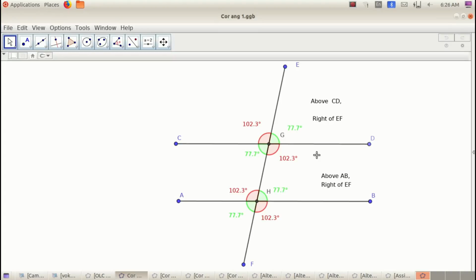I repeat once again. When a line cuts across a pair of parallel lines, the angles that come in similar positions are known as corresponding angles, and the measurement of corresponding angles is the same.